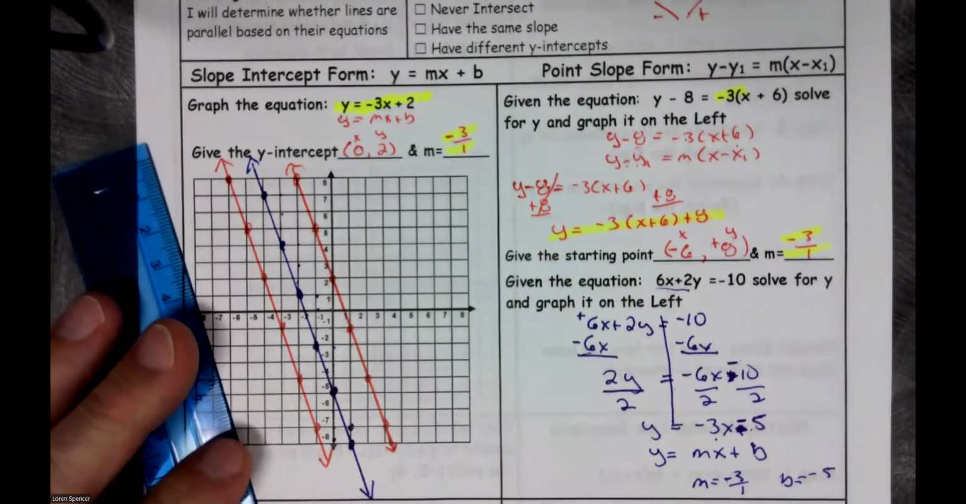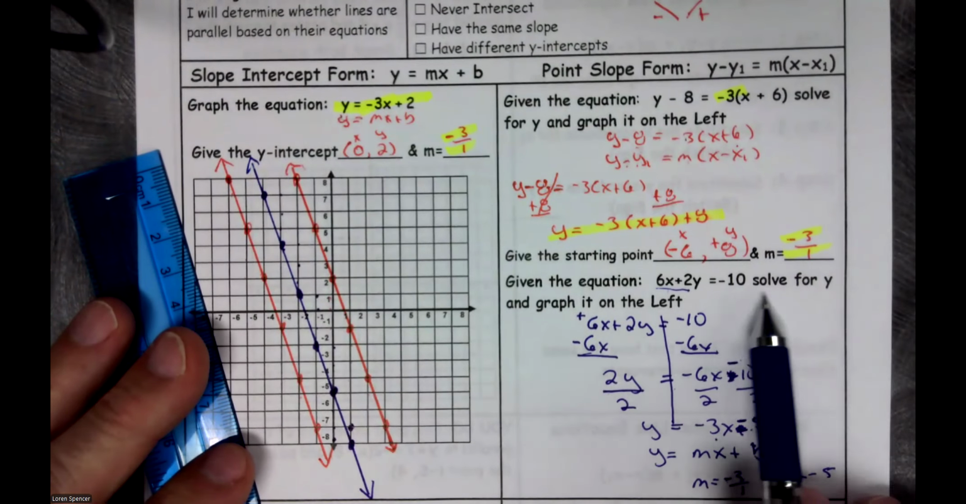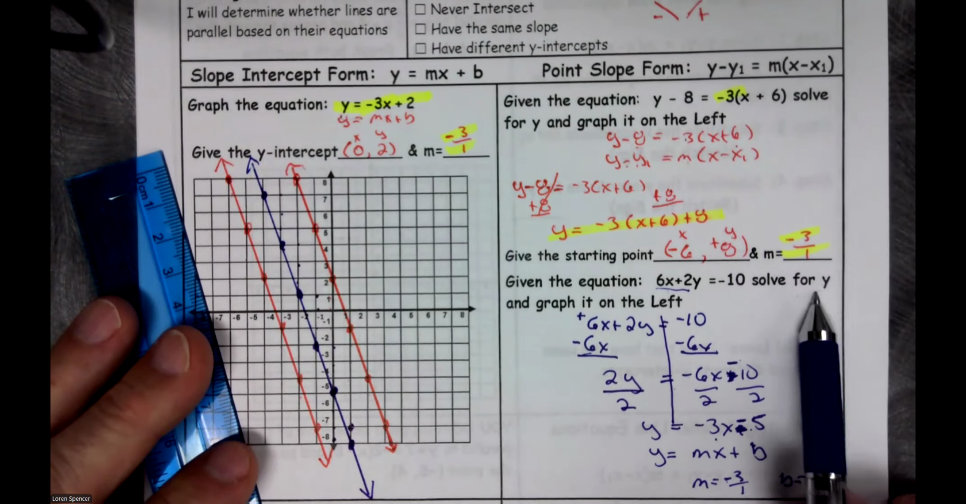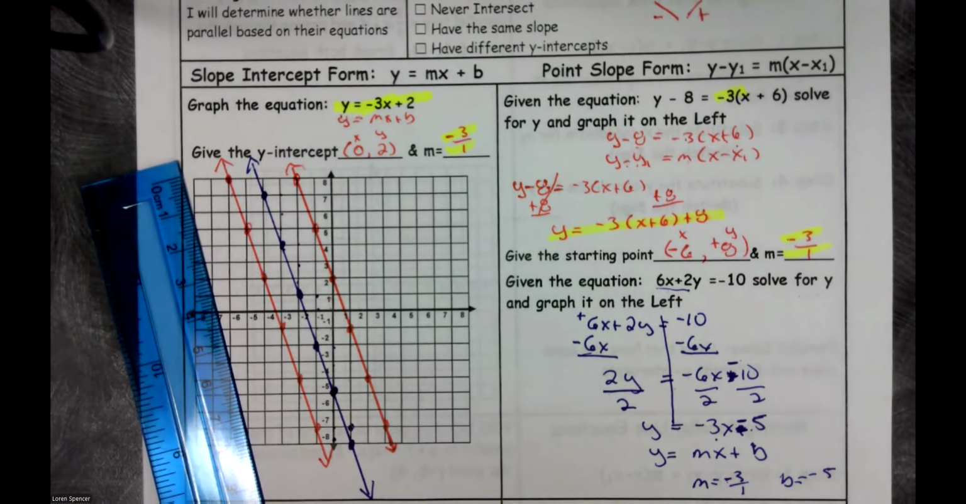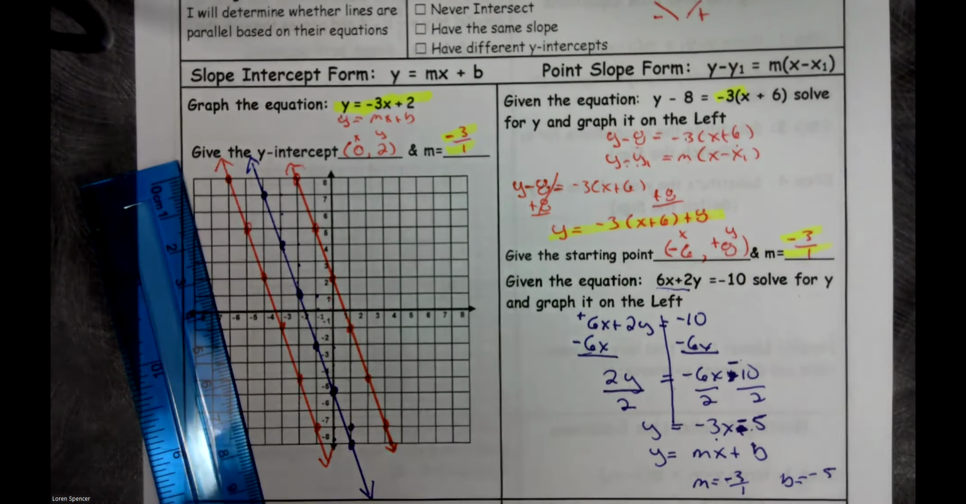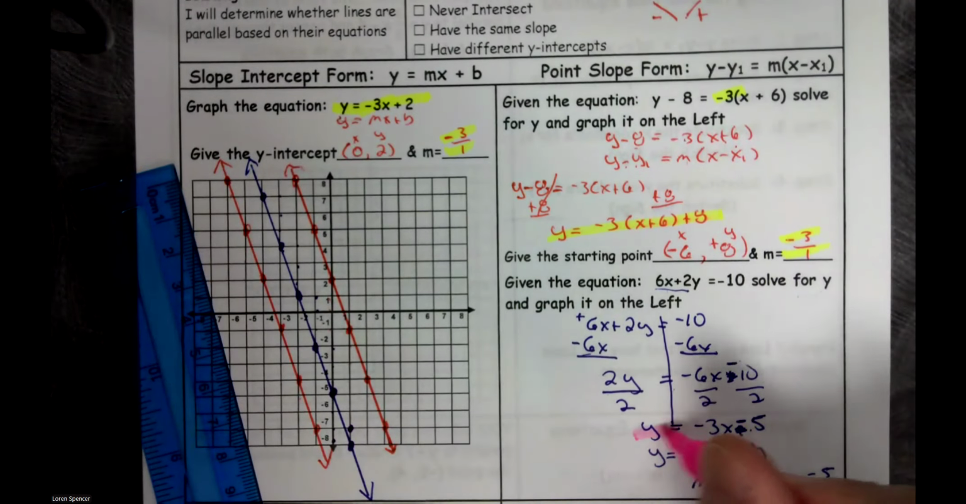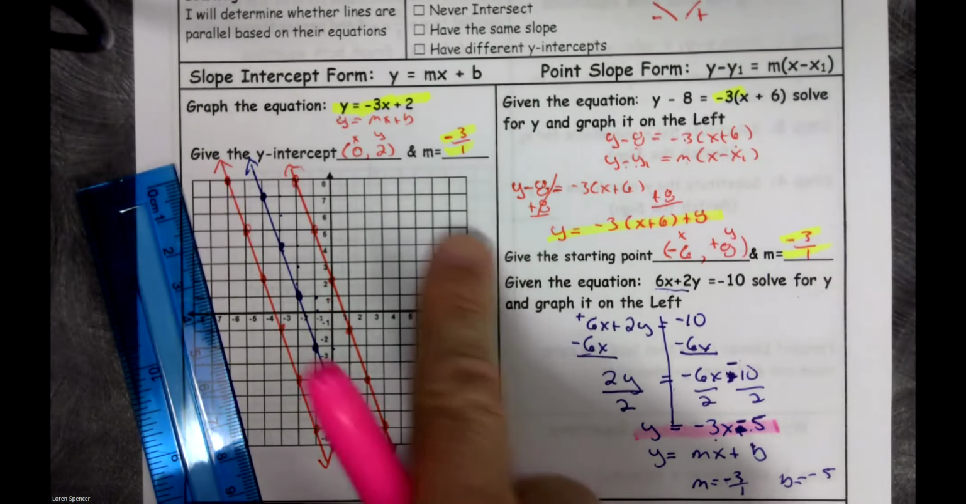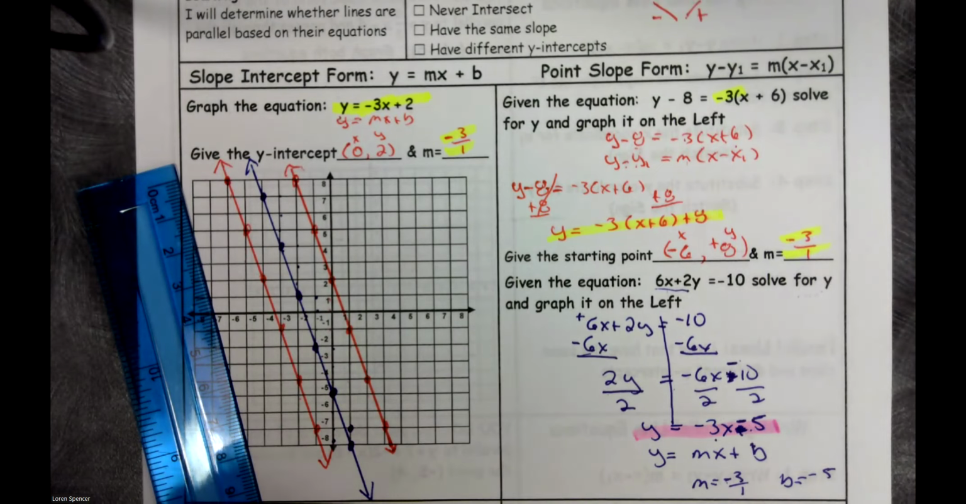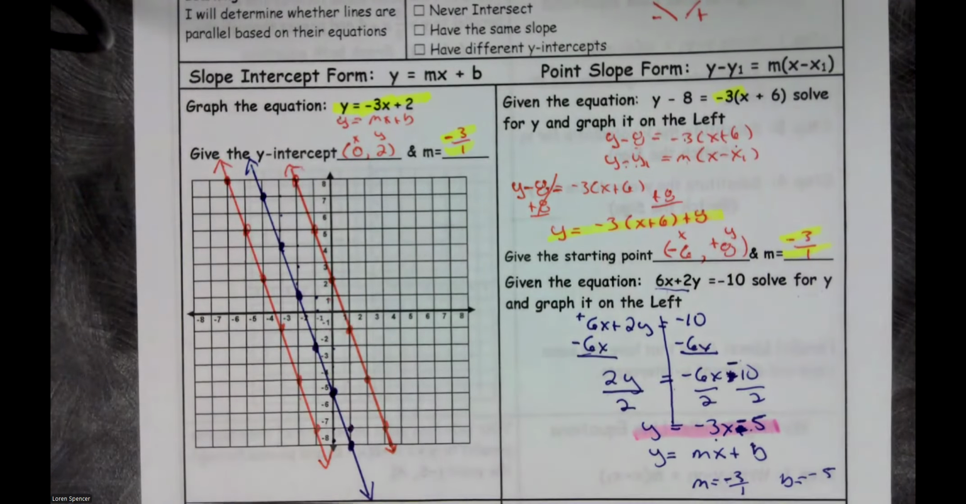And so we still get another parallel line. But once again, it's really important to solve for y. If you solve for y, once you have it in y equals form, like these, then you can go ahead and put it into Desmos. All right, let's look at the next one.